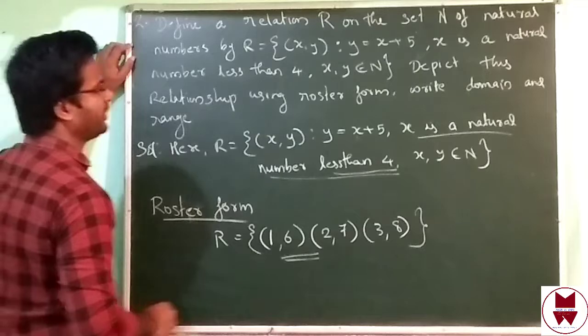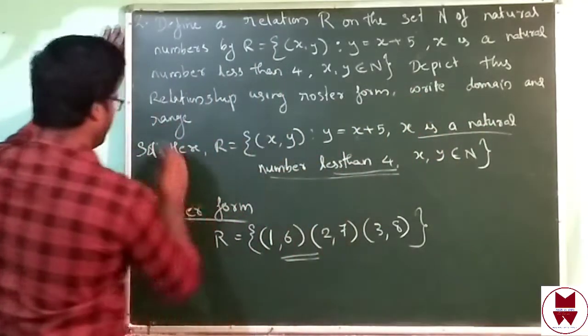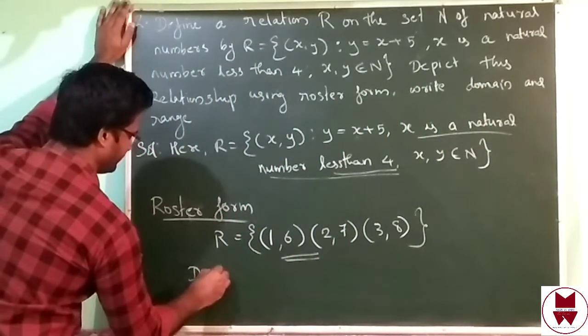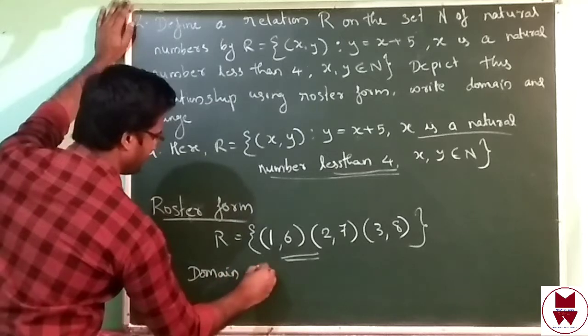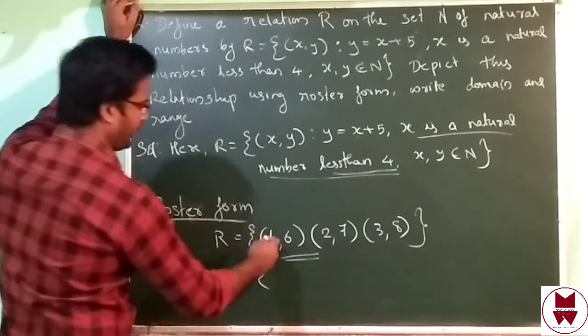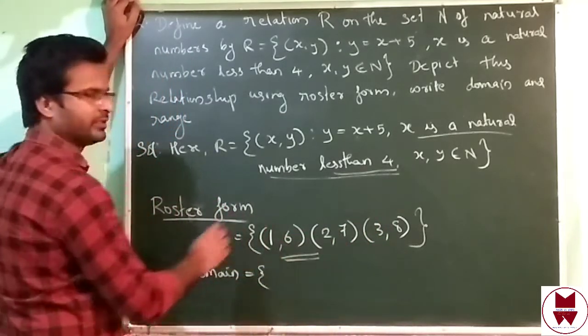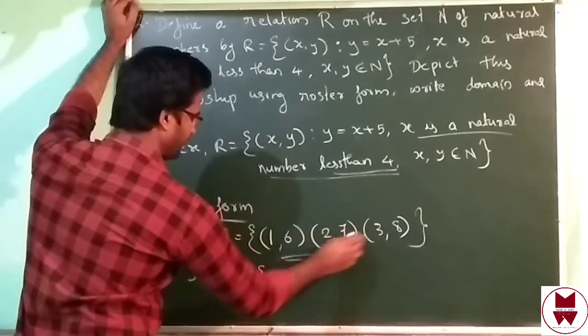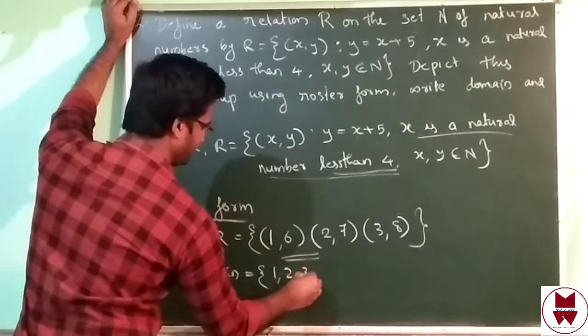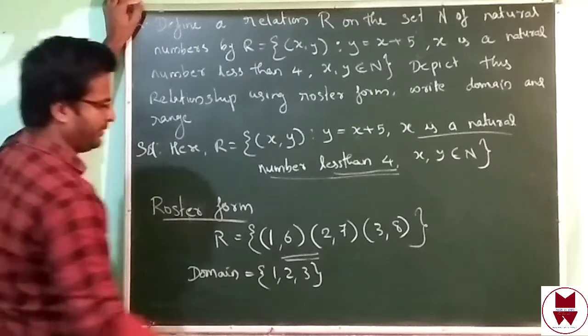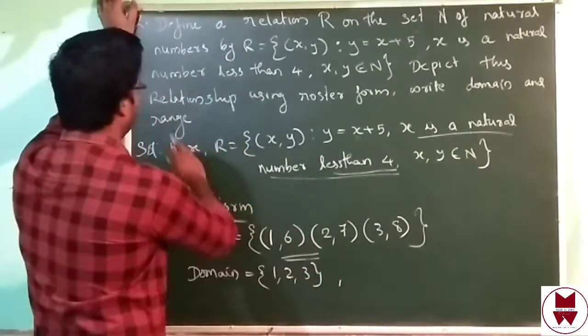Then the second part: write domain and range. Domain equal to the set. Write all the first elements from the ordered pairs: 1, 2, 3. This is our domain. Then what do we need? A range.